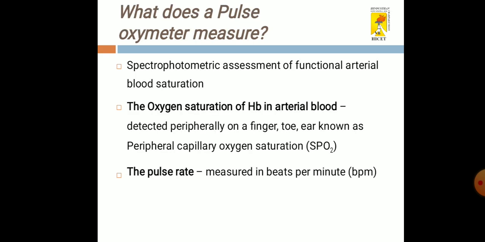What does a pulse oximeter measure? The spectrophotometric assessment of functional arterial blood saturation. The oxygen saturation of hemoglobin in arterial blood is detected peripherally on the finger, toe, or ear, known as the peripheral capillary oxygen saturation, SpO2. The pulse rate is measured in beats per minute, that is BPM.